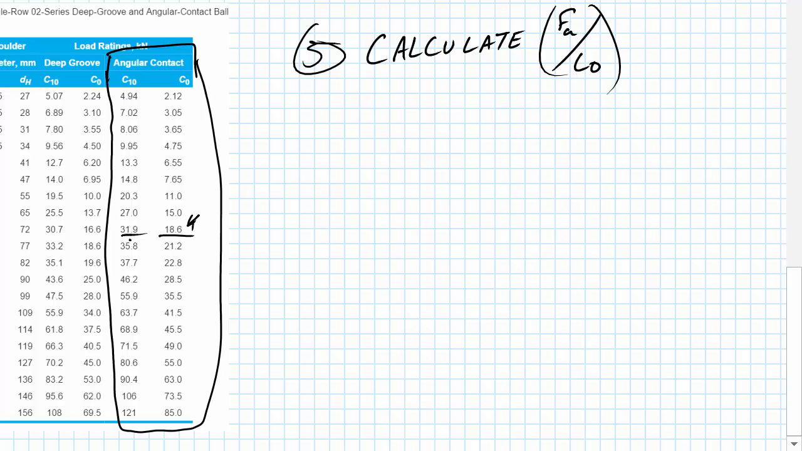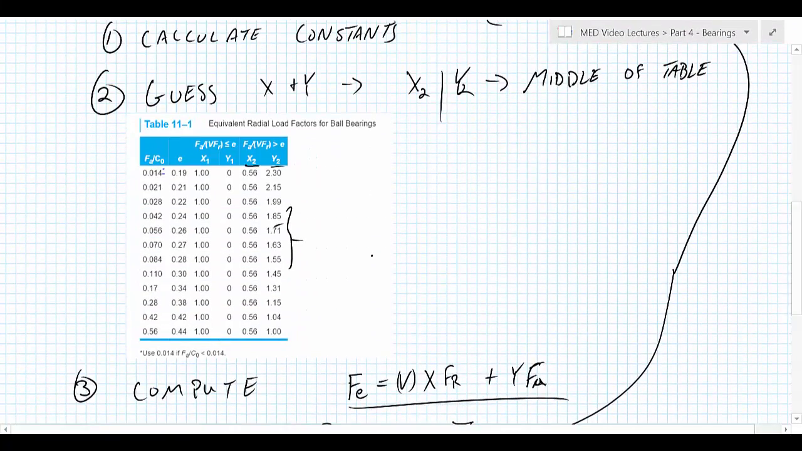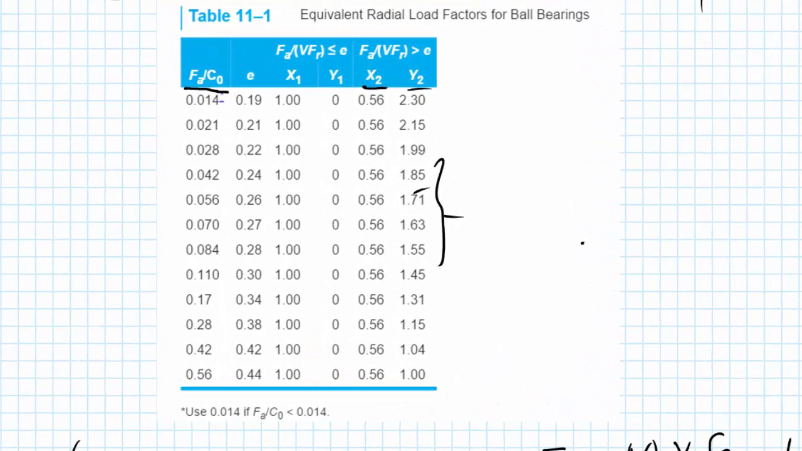So this value of FA over C0 tells us how good of a guess our first guess was. So we can calculate FA over C0, and you'll likely find that it's not one of these values. It may be somewhere in between. So say, for example, it's somewhere in between here. That means we need to pick an E value that is somewhere in between. So we can linearly interpolate between these things.